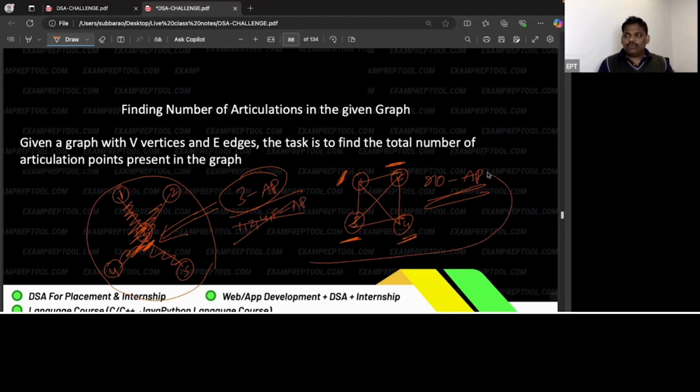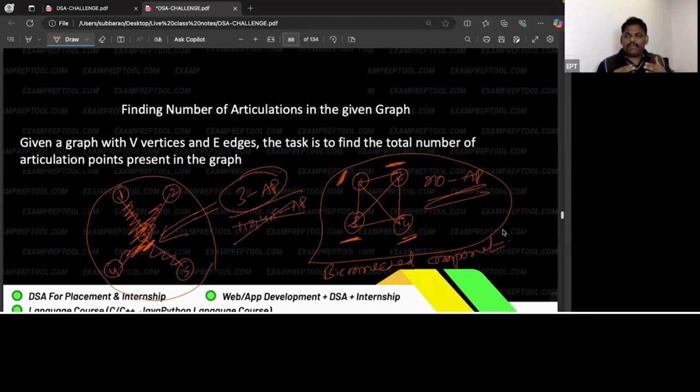A graph where no articulation point is there is called a bi-connected component. It's not our goal, but just casually I'm saying: in the given graph, no articulation point means it is a bi-connected component. So remember that, right? It's not our goal.